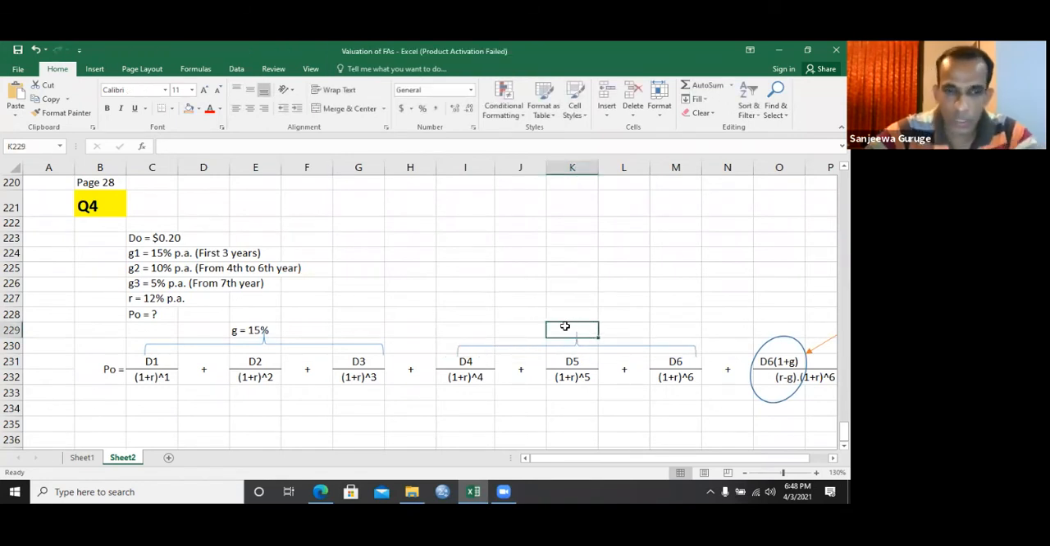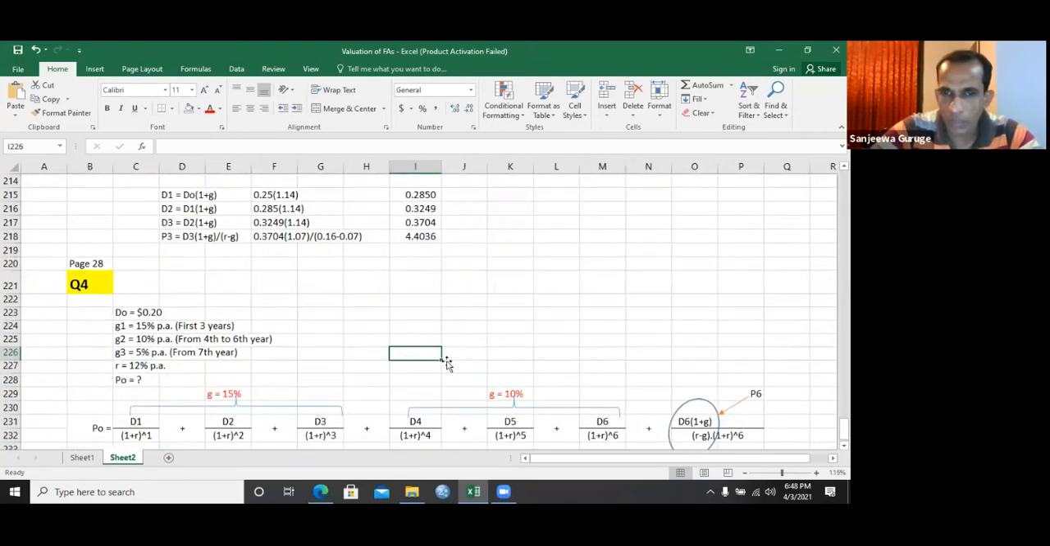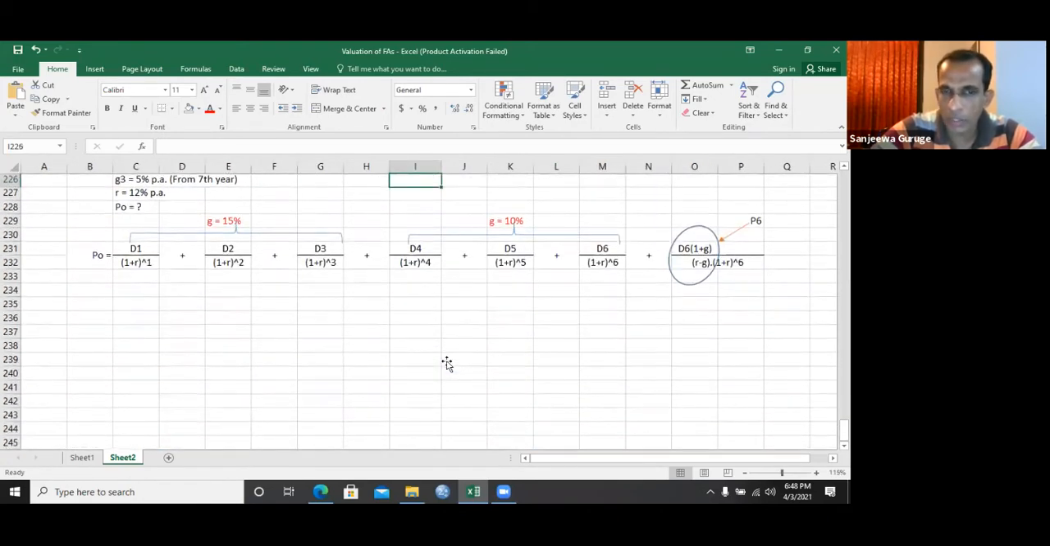Right, the growth rate for this one should be 10%. After that we have to apply this constant growth model, and from this point the growth rate should be 5%. That's all, right? So it's not a difficult question. Once you identify these inputs correctly, it's not difficult to do this calculation.